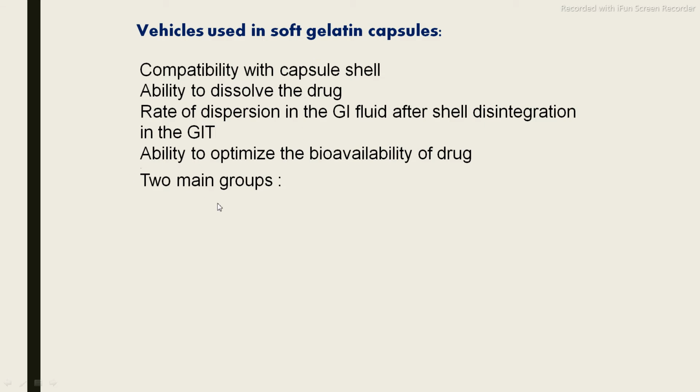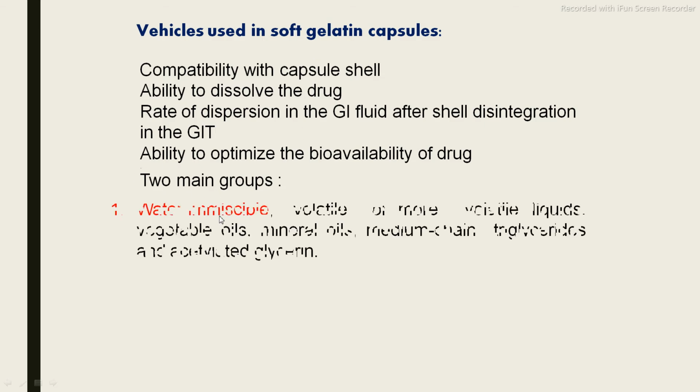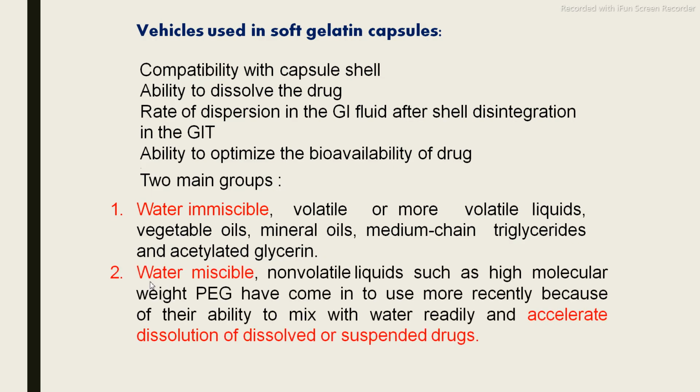And these vehicles are mainly divided into two main groups. The first one is the water immiscible vehicle. So water immiscible vehicles, volatile or more volatile liquids, vegetable oils, mineral oils, medium chain triglycerides, and acetylated glycerins. So these are generally suitable for soft gelatin capsules. And water miscible solvents, but they must be non-volatile in nature, such as high molecular weight PEG, that can be considered for manufacturing the soft gelatin capsule.